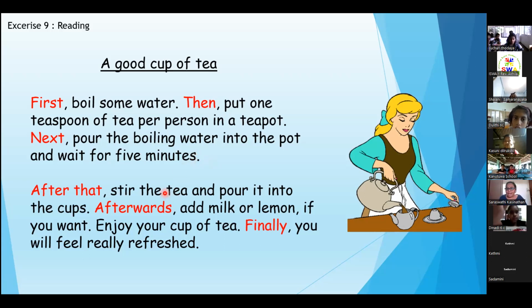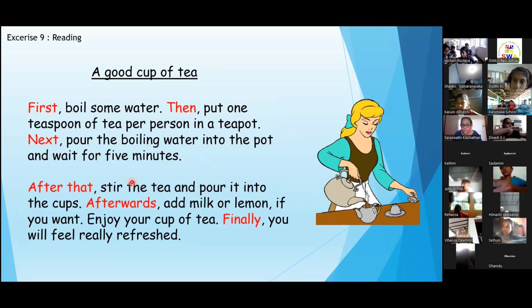Very good. I really appreciate your enthusiasm and you are really very hardworking. I can actually hear many of you reading, trying your best to read all the words and the sentences with expressions and correct pausing. Excellent job, children. So now I'm going to read the story again for the benefit of some of your friends.